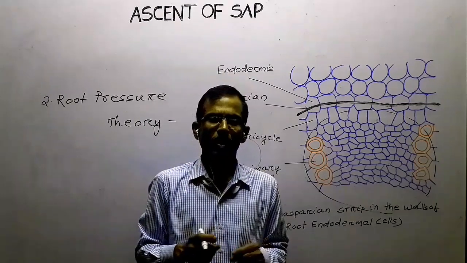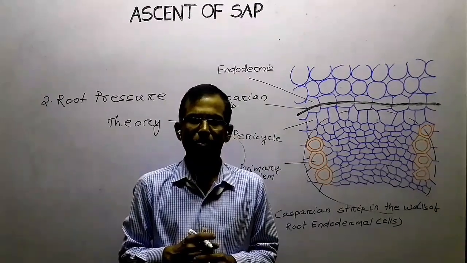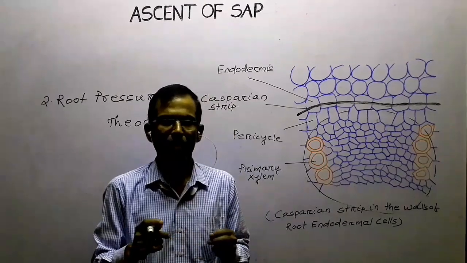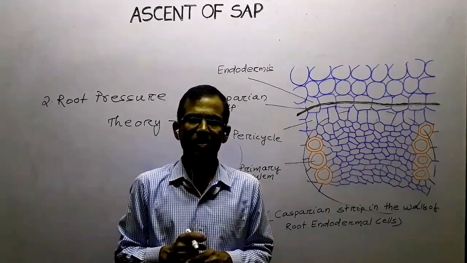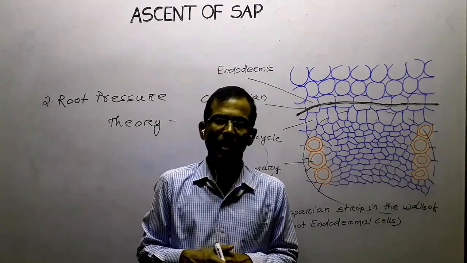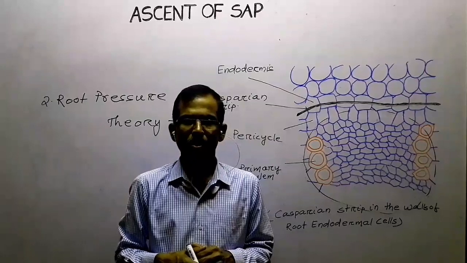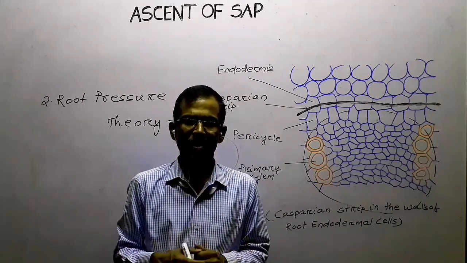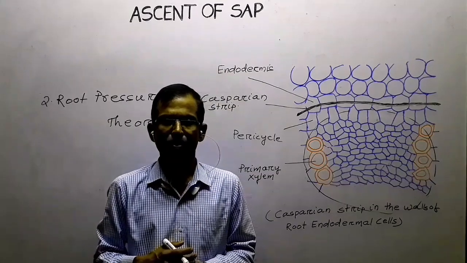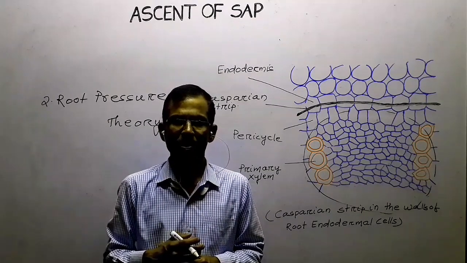The Casparian strip acts as a barrier for the movement of water through the apoplastic space of endodermal cells. As a result, there is accumulation of ions in the xylem, so water enters into the xylem from surrounding cells. As a result, the positive pressure develops, which is known as root pressure.